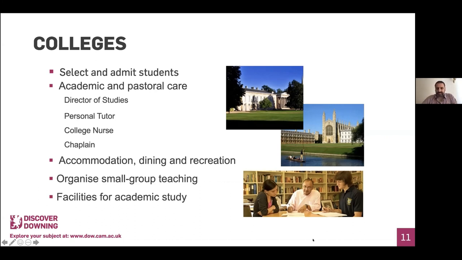Apart from all of this, the college also provides a lot of support for the undergraduate teaching. And what typically happens at Cambridge is there's lots of small group teaching that takes place within the college. They're known as supervisions. And basically in the supervision, depending on the subject, you either have a one-to-one supervision or you may be in a group of two or three students who get together and go through the material that has been taught to them in the lecture courses.